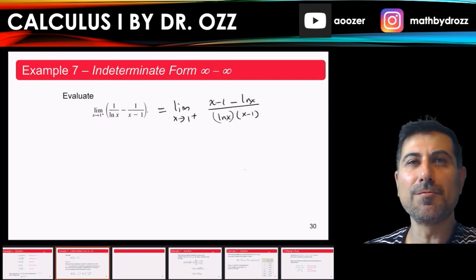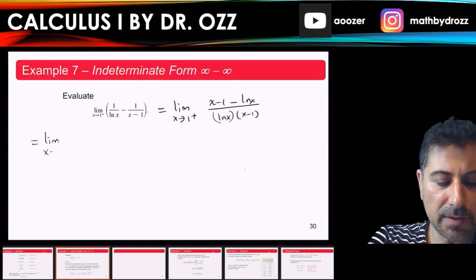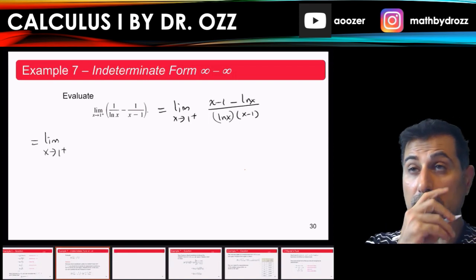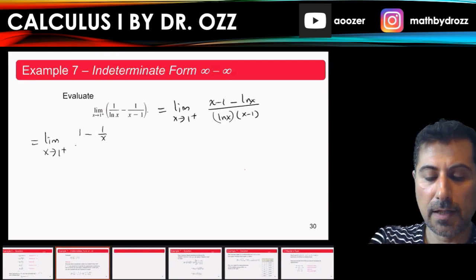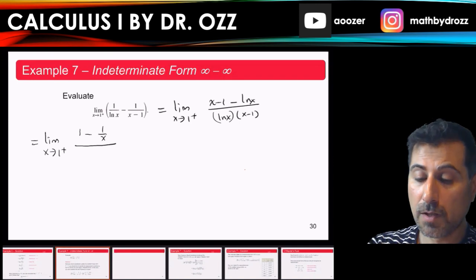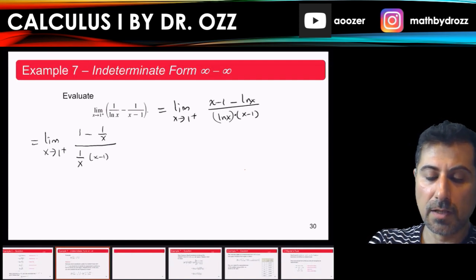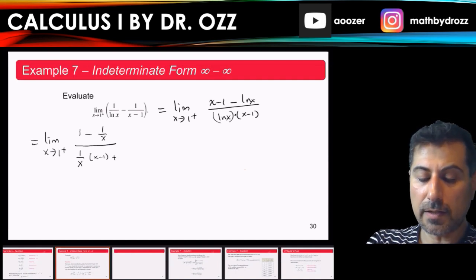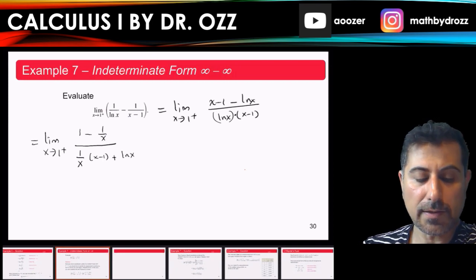All right, I just rewrote that limit here to save some space. All right, let's apply L'Hopital's rule. So I'm going to take the derivative of the top, which is 1 minus 1 over x. I'm going to take the derivative of the bottom. So that's the product rule. So ln x has the derivative 1 over x, times x minus 1, plus ln x times 1. So that's just ln x.